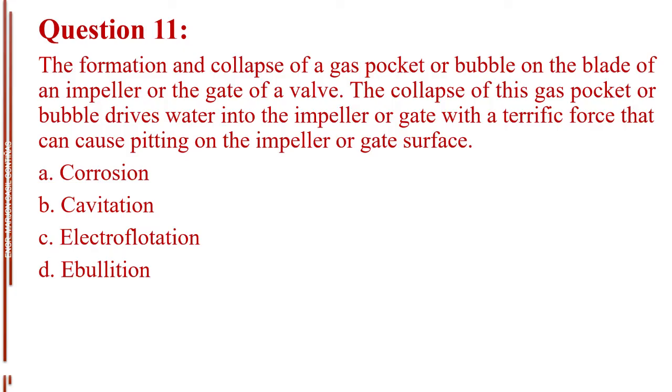Question number 11. The formation and collapse of a gas pocket or bubble on the blade of an impeller or the gate of a valve. The collapse of this gas pocket or bubble drives water into the impeller or gate with a terrific force that can cause pitting on the impeller or gate surface. Letter A, corrosion. Letter B, cavitation. Letter C, electroflotation. Letter D, ebullition.